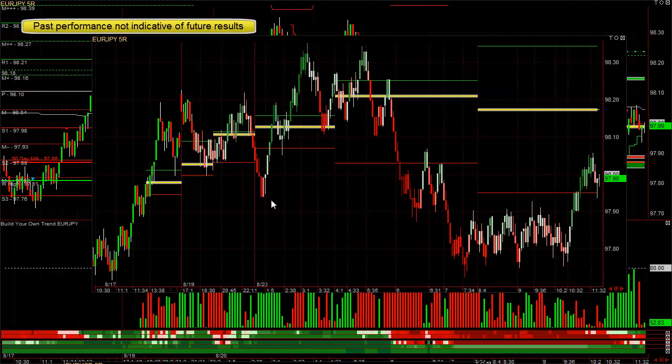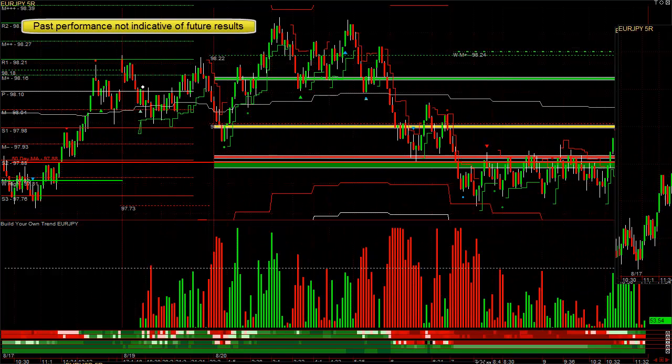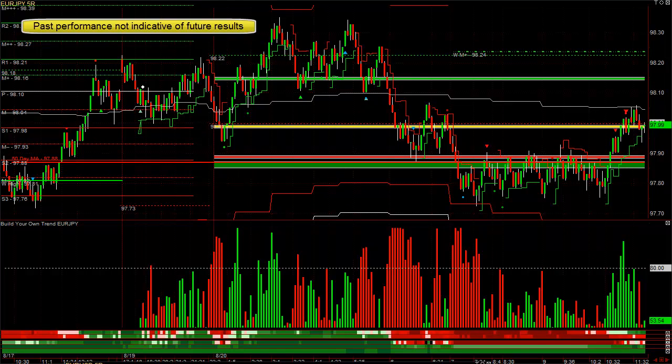You have a nice little 15 pip drop here. You're looking for this to be a support area that it goes through. And a lot of times when it goes through it, it pulls back a little bit. You want to buy the pullback. The bars are green. The trend is up. And you can also use this on hourly or any other time frame you want.